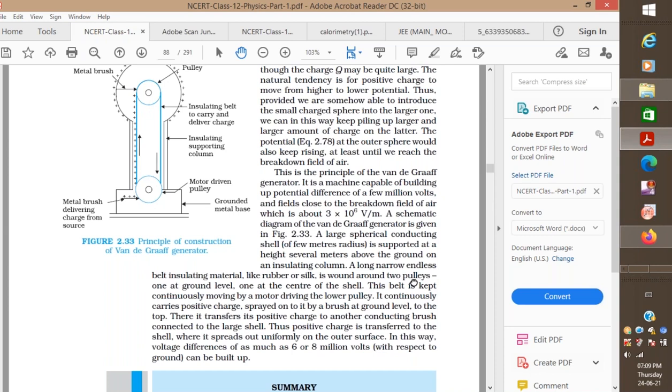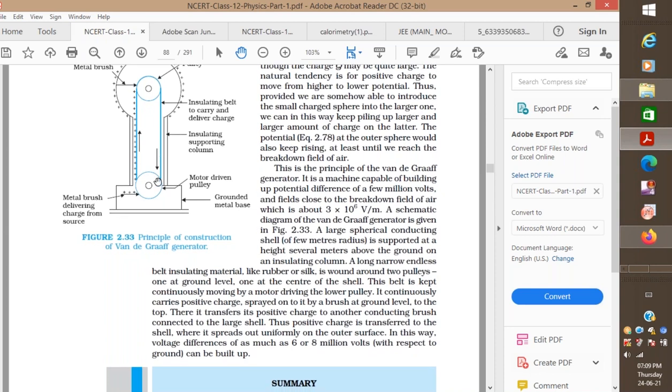That means it is supported by two pulleys, and it can just rotate. Okay, the bottom part can go up, and the top part will come to the bottom, like that it will be rotating in a cycle.